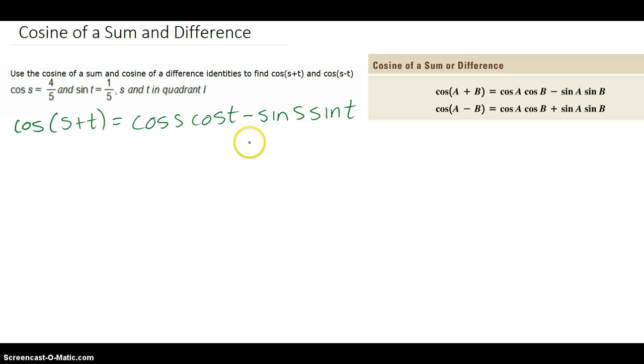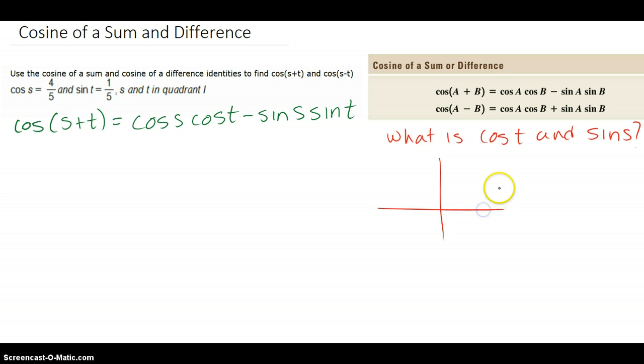Okay, and I see what the question is here because I can just plug in cosine of s. Oh, but I do not know what cosine of t is. Sine of t I can plug in, so I need to find these two. What is cosine of t and sine of s? Well, I'm going to use my pictures to find this. So let's look for cosine of t first.